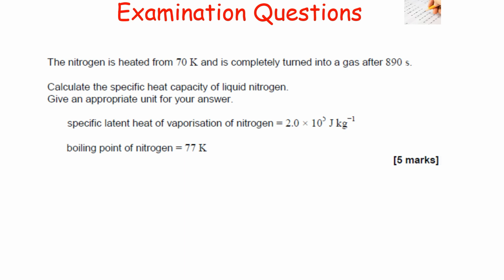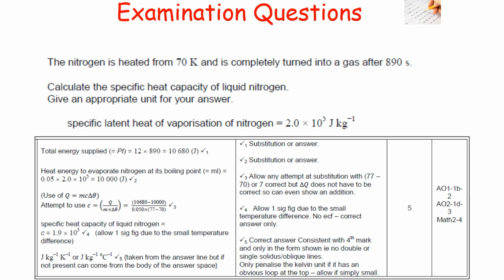Right, so how do we answer this particular question? We've got to understand how much energy is being completely supplied to the nitrogen. The total energy supplied is going to be 12 times 890, so therefore it's 10,680 joules being supplied.